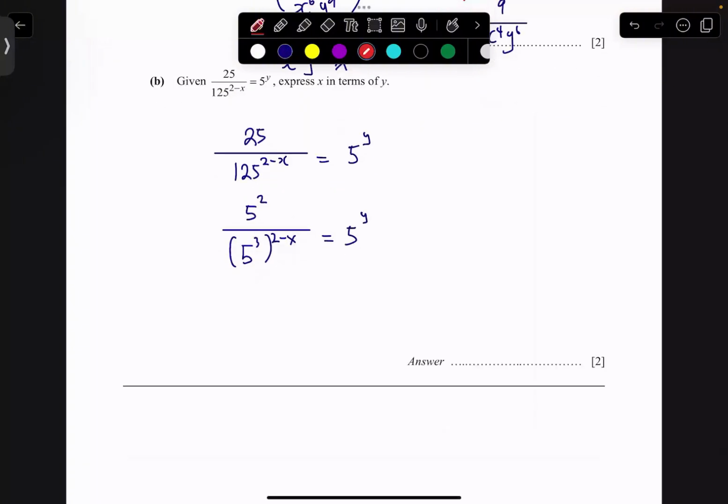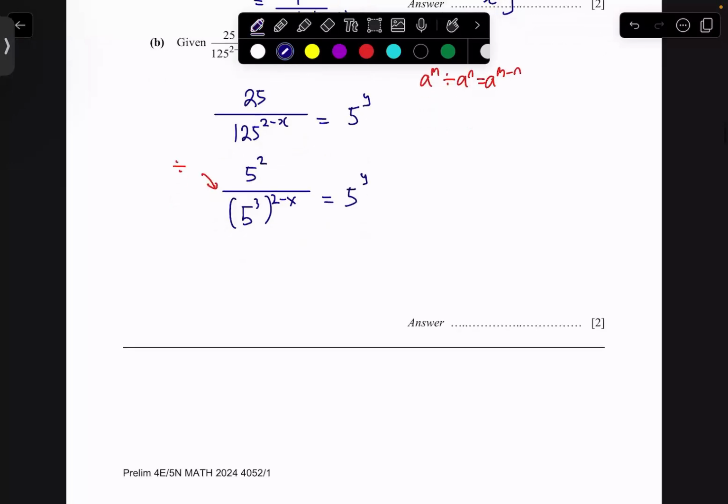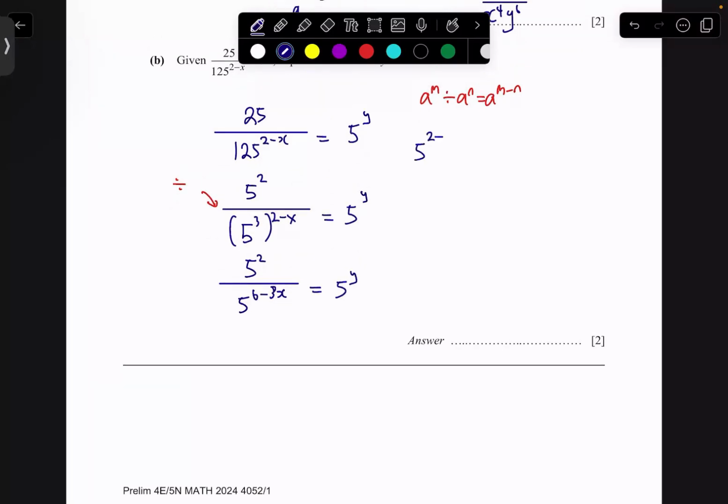So over here, the fraction sign is actually a divide sign. And that also means we can apply this rule, a^m divided by a^n equals a^(m minus n). So it acts as a minus sign for the powers. But you can make it a little bit simpler as well. So 5 squared over 5 to the power of 6 minus 3x first, equals 5 to the power of 1. Then you'll have 5 to the power of 2 minus 6 plus 3x. Commonly people may trip up here: it is minus a negative 3x, that's why it becomes positive 3x. Equals 5 to the power of 1.